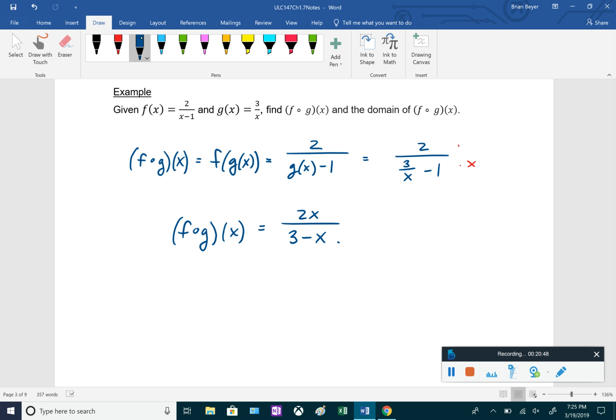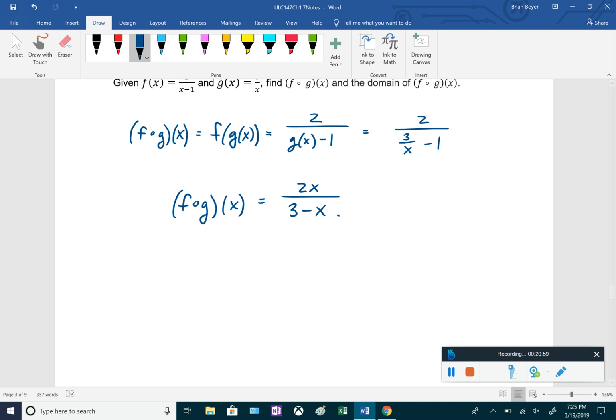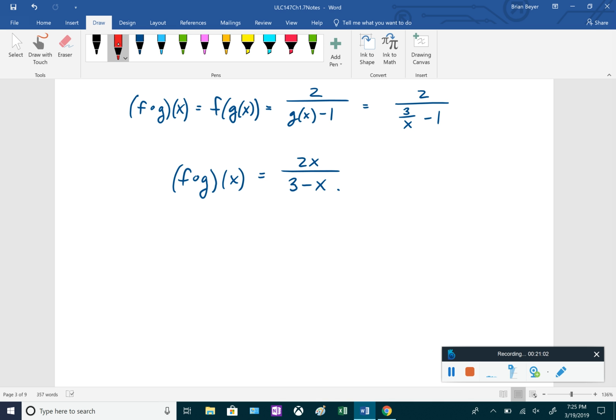So now for the harder part, the domain. We have to look at g of x, and we also have to look at our f of g of x. So for the domain of g of x, g of x equals 3 over x. So x cannot equal 0 because it's in the denominator. In interval notation, this would be negative infinity to 0, union 0 to infinity. That just means all real numbers except for x equals 0.